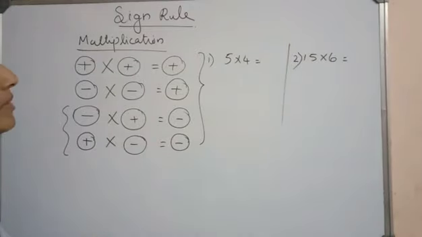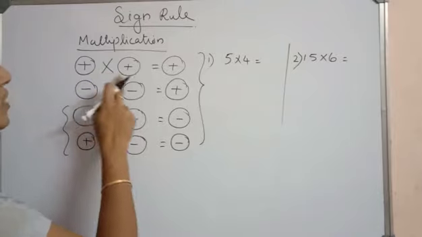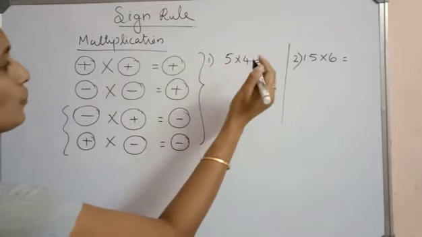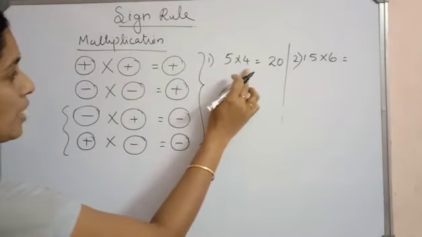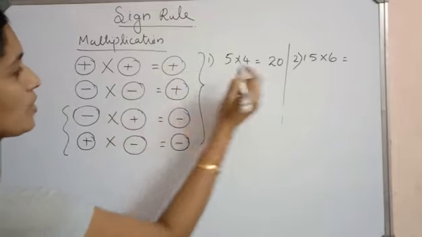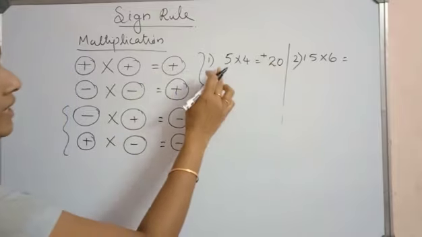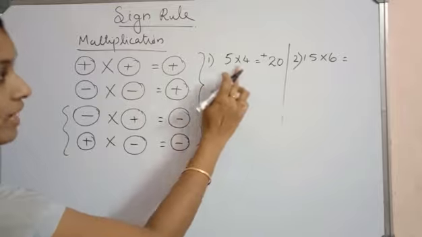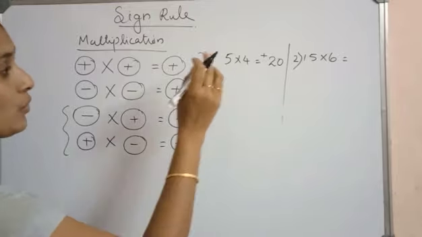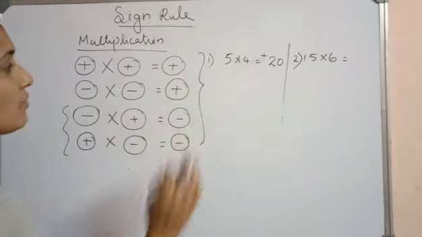Consider two examples. So here we are multiplying two positive numbers, 5 into 4. You know 5 fours are 20. These two numbers are positive, so our product is also positive. So this will be plus 20. Here the sign is not mentioned. Whenever the sign is not mentioned, you have to assume that they are positive numbers.